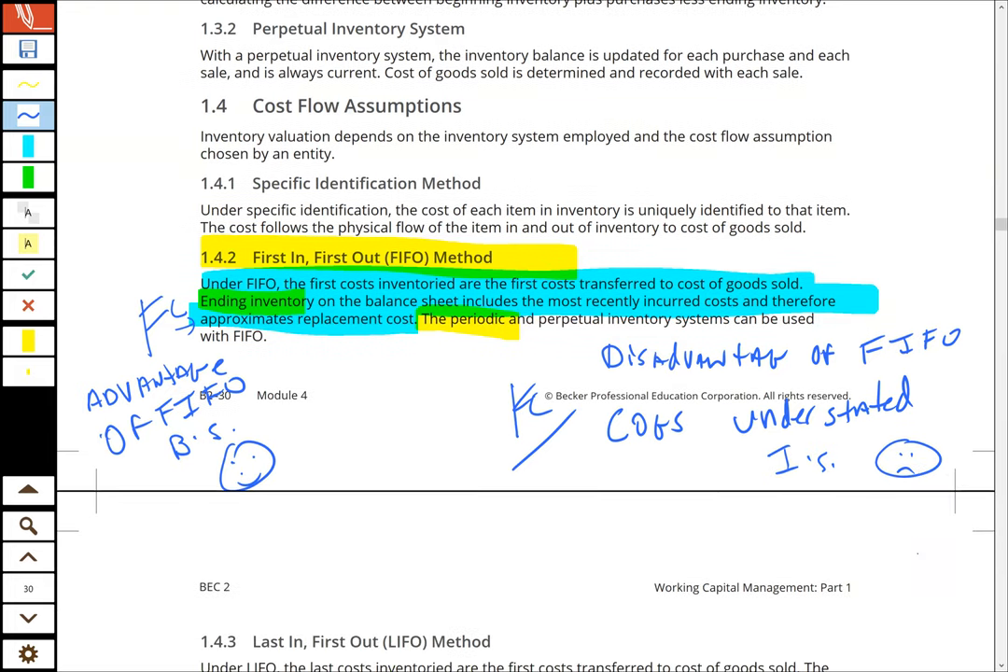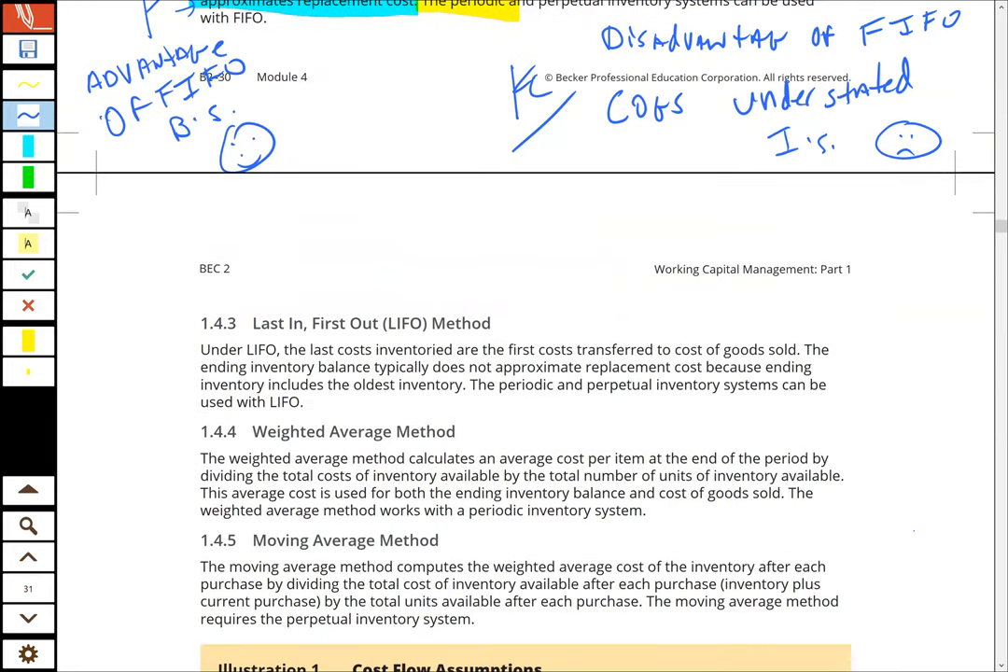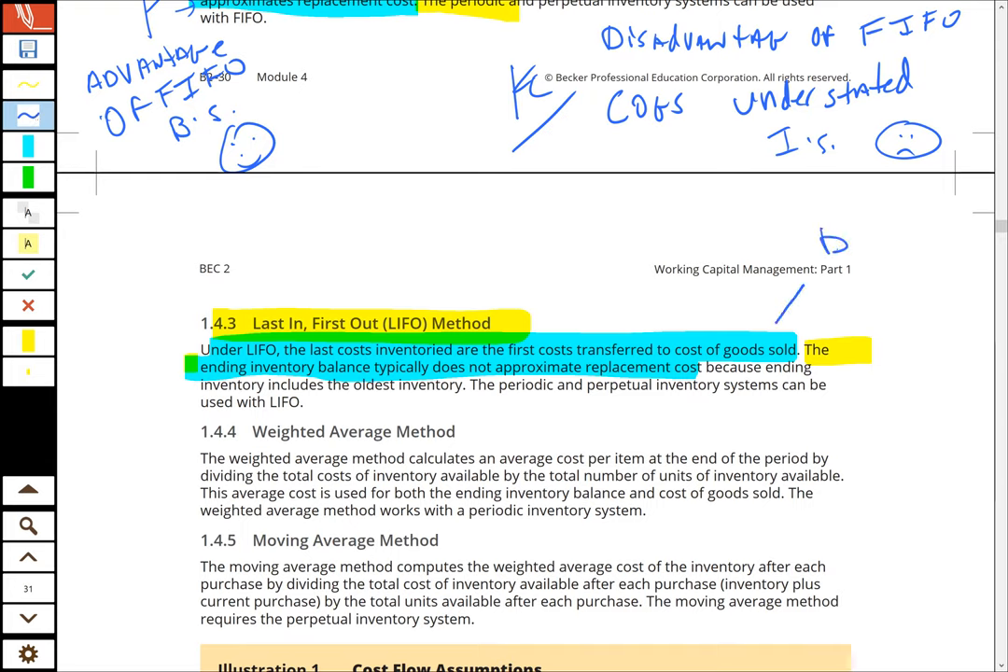Now you take a look at this discussion on LIFO. And LIFO, the ending inventory. Again, I think you know this, but under LIFO, the most recent costs first go to cost of goods sold, and we have sitting on our balance sheet the cost of things that we bought a long time ago. So the ending inventory balance typically does not approximate replacement costs.